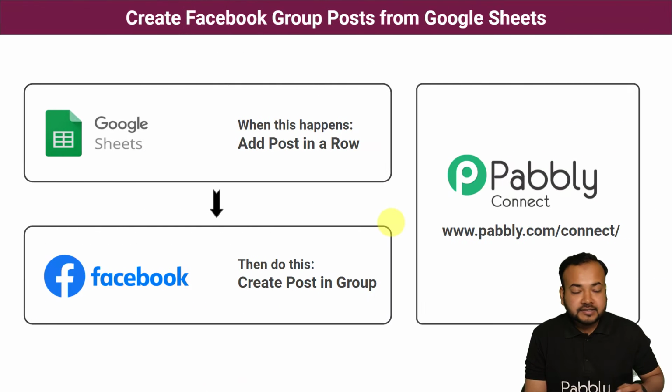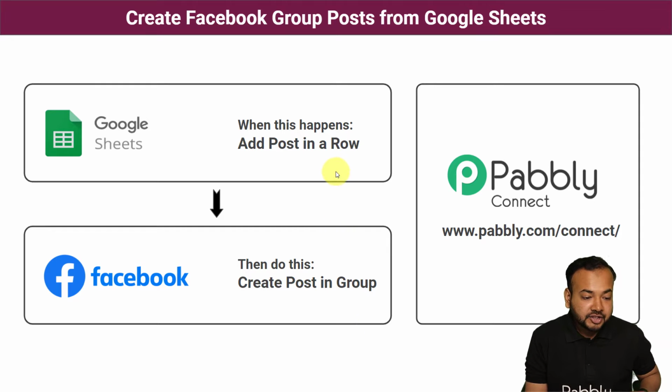So here is the flow of this automation. Here you just have to create a spreadsheet in Google Sheets application. In place of Google Sheets, you can use any other spreadsheet application as well, like Airtable or Stickby, right? And here you have to just add the data of a post in a row, and the same content as you add in a row will be posted automatically in a Facebook group that you manage.